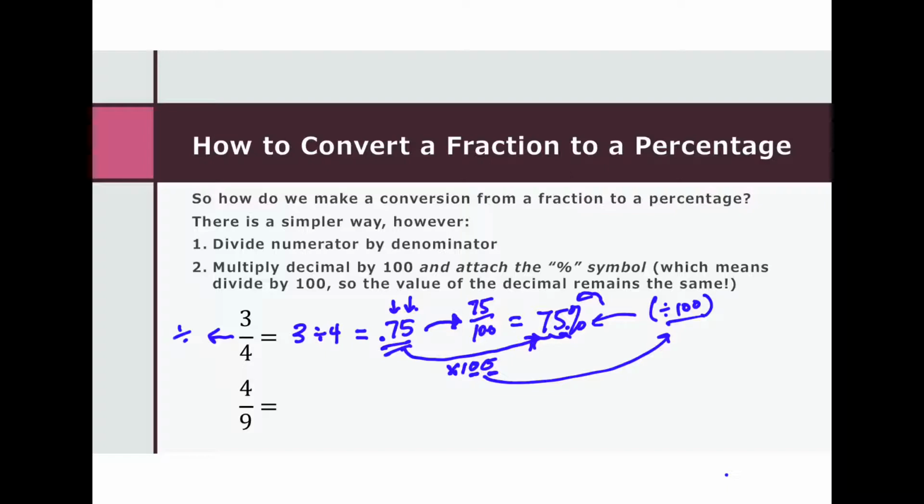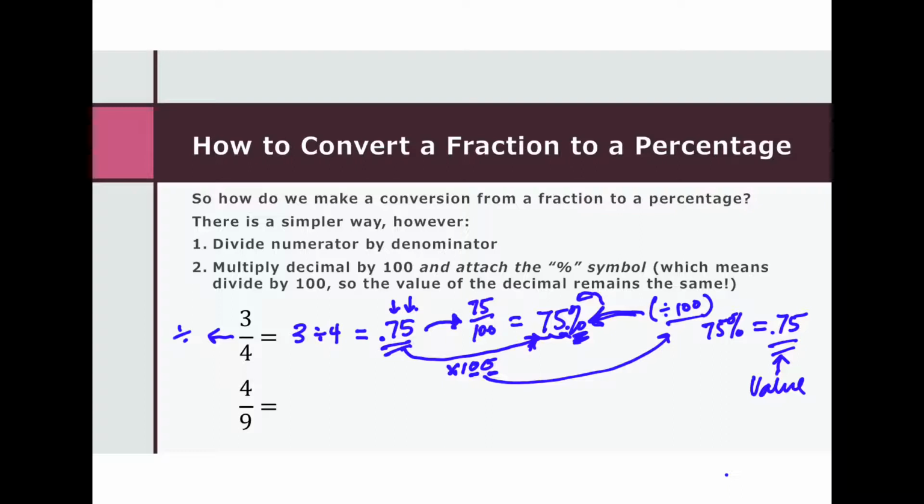0.75 was multiplied by 100, which would change its value. But then we attach this symbol, which means divided by 100. And so really it retains the same value as 0.75. In other words, 75% is equal to 75 hundredths, or 0.75. This is the actual value of 75%. Notice that 75% does not have a value of 75.